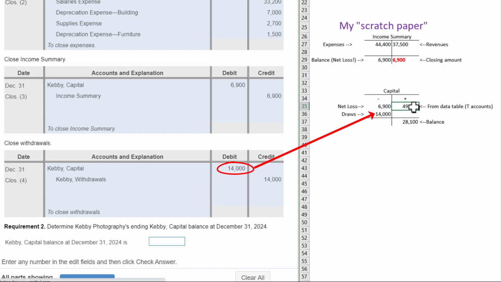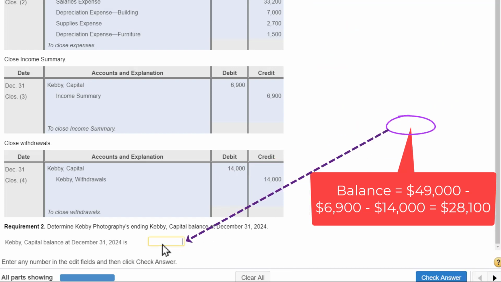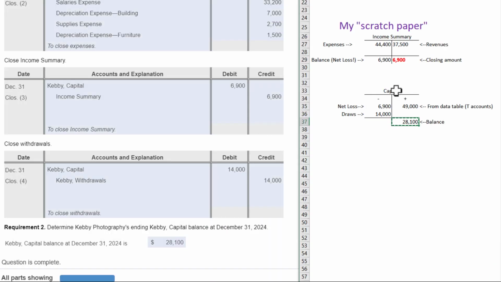So our ending balance is 49,000 minus the net loss minus the draws gives us $28,100 balance in capital. So what's happened is the company's capital amount, which is basically the equity or the portion of the company that the owner owns, has fallen dramatically because they've had a loss and they drew out a lot compared to the loss. So this company cannot keep doing this at this rate. They need to either draw less, and they need to start making a profit. But that's it for this problem.